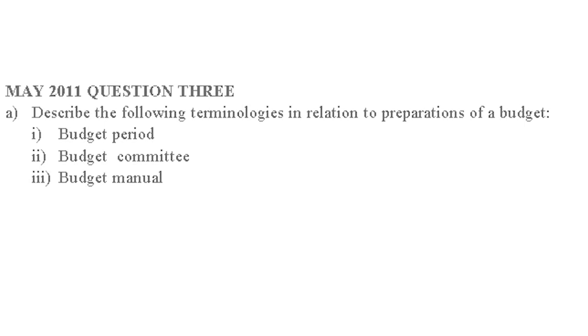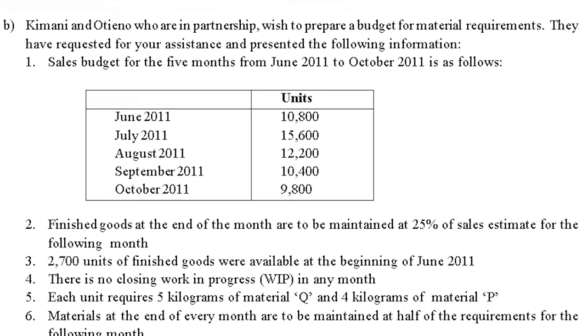Question 3, May 2011. Part A reads: describe the following terminologies in relation to preparation of a budget. Roman 1, budget period. Roman 2, budget committee. Roman 3, budget manual. Then part B: Kimani and Otieno, who are in partnership, wish to prepare a budget for material requirements. They have requested for your assistance and presented the following information.